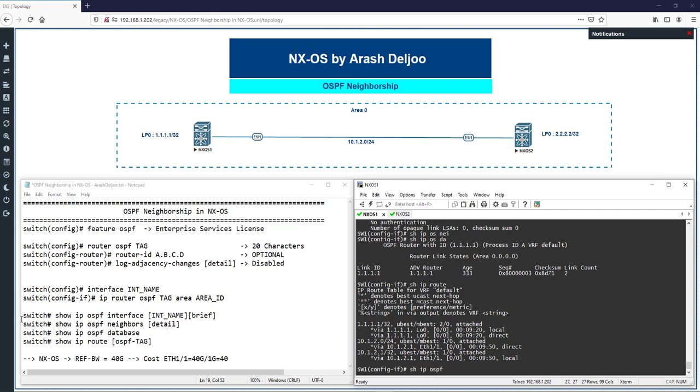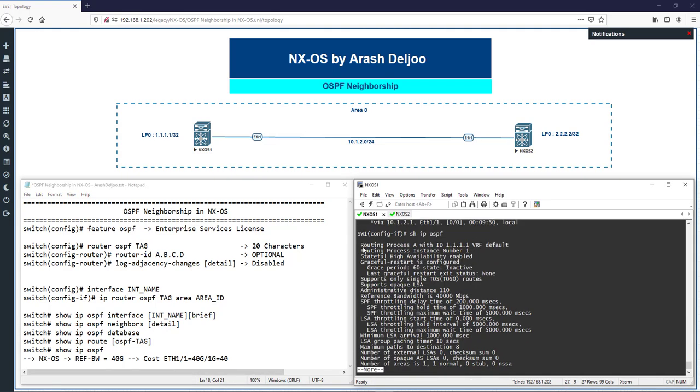Show IP OSPF is a command for monitoring all of the features about OSPF itself. Show IP OSPF. Look at here. It should give us a lot of information about OSPF, but one of them is important for me now, and that is the reference bandwidth. As I mentioned before, the reference bandwidth by default in OSPF is 40 gigabits per second.